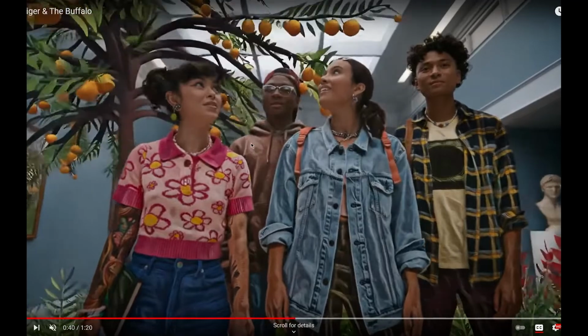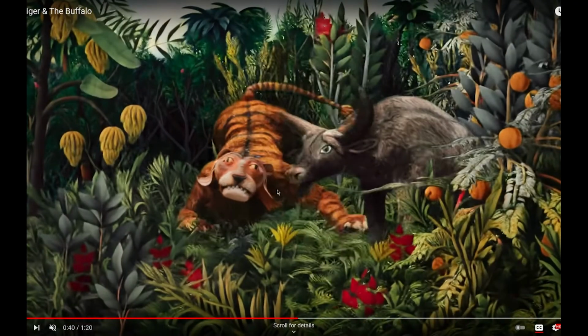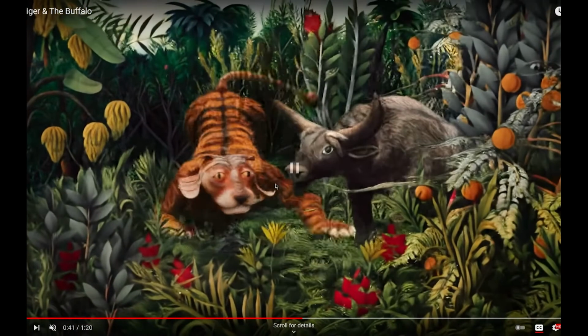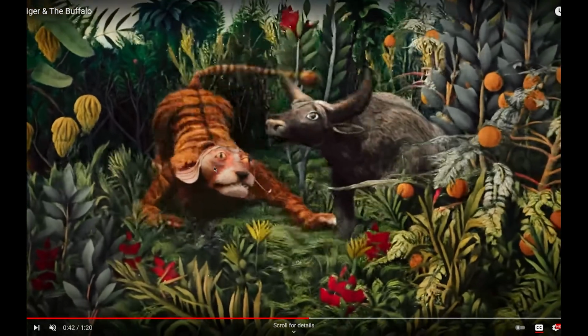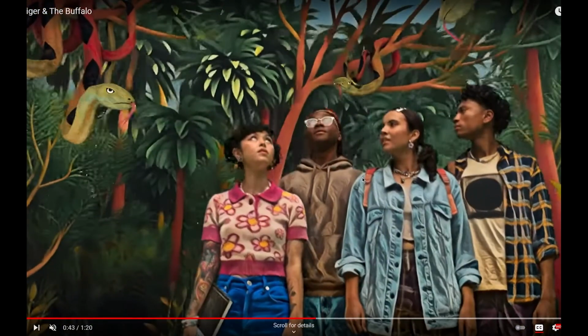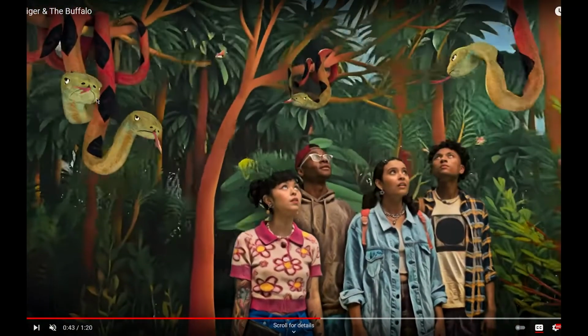So we have a snake here. We'll come back to that. So the four kids are being brought into the painting or the metaverse at this point, and the tiger and the buffalo are dancing. Now, here we have four snakes and four kids, right? So a snake per kid.